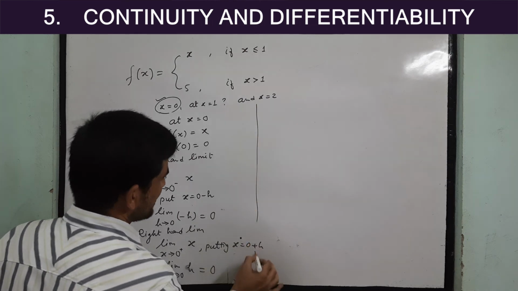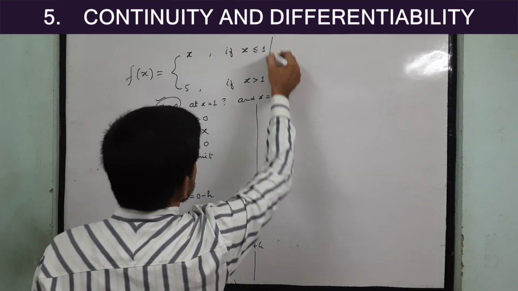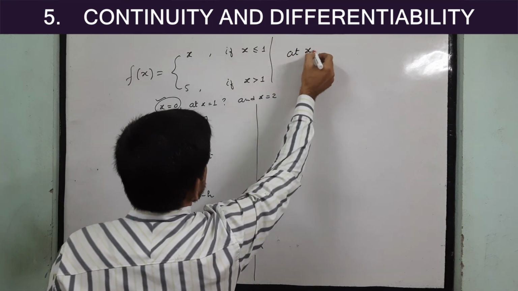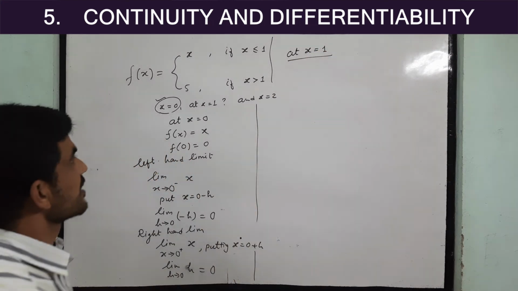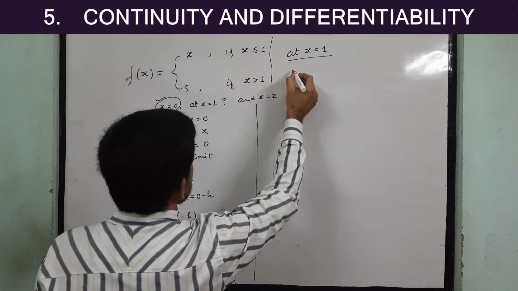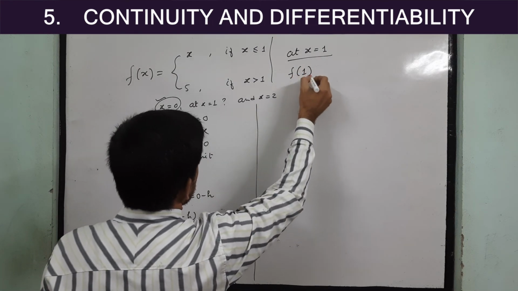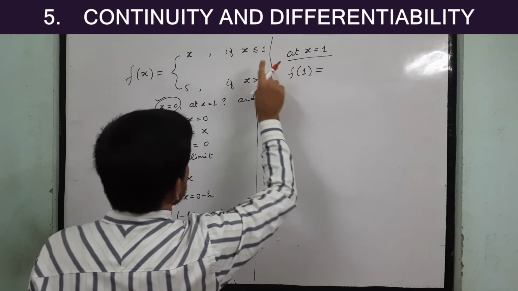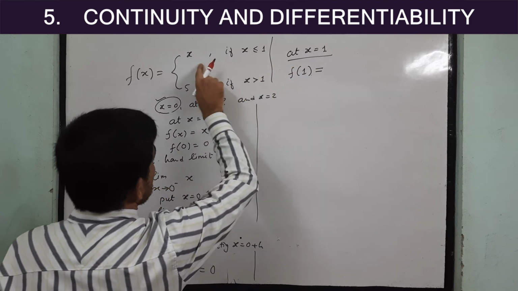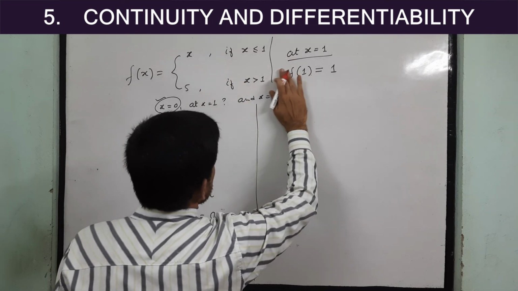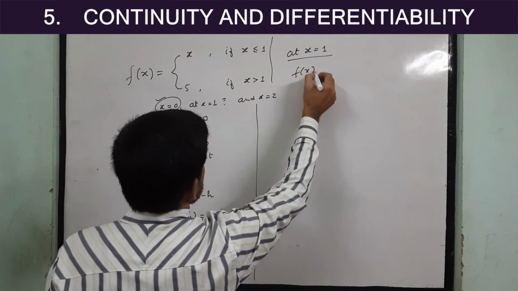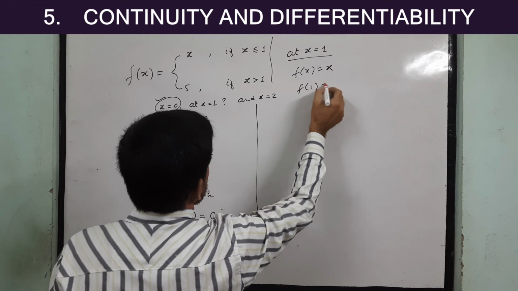Now checking another point, at x equal to 1. So when we are taking x equal to 1, f of 1, its value is very clear. It is defined at x equal to 1. It is 1 only. Okay. So at x equal to 1, f(x) is equal to x. So f(1) equal to 1.